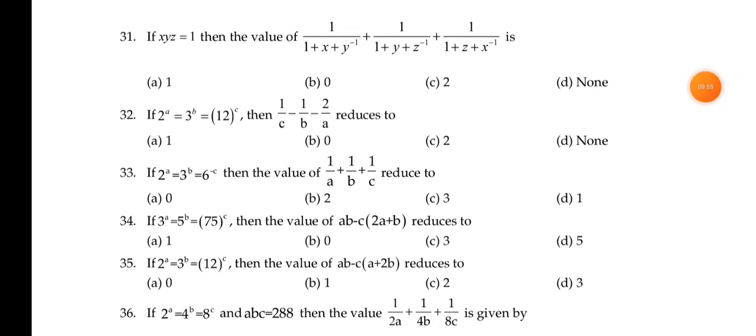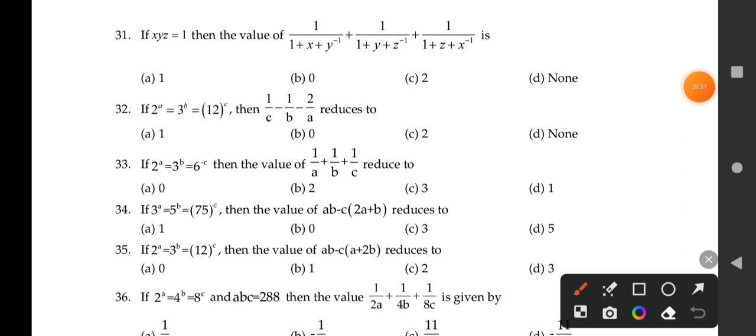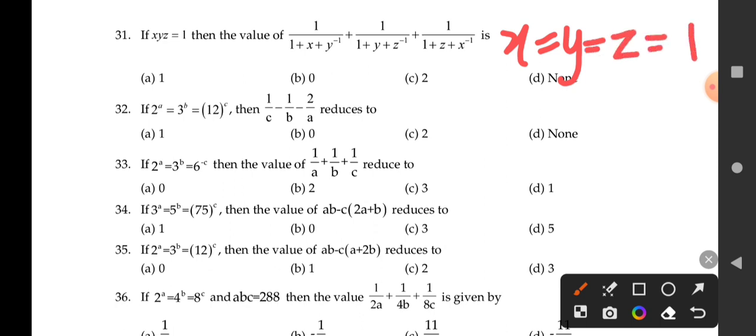Question number 31. Again, we have options in numericals, so we are going to assume some numbers. We can also solve through solving the equations, however, but we are given numbers. We will assume x equals y equals z equals 1. Okay, so what do we get?